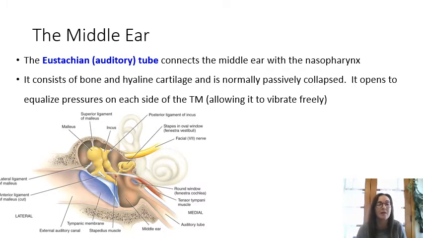And the reason for this is that sometimes you need to equalize pressure on either side of the tympanic membrane. If we need to equalize pressure, say if we're changing altitude, you can open that auditory tube, that eustachian tube, to allow air to pass in so that we can equalize the pressure on either side of the membrane, which is going to allow the tympanic membrane to vibrate freely rather than being constrained by pressure on the inside of the middle ear.